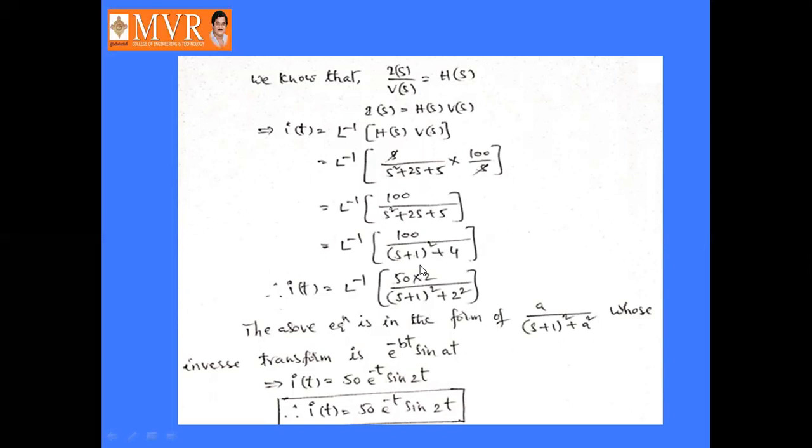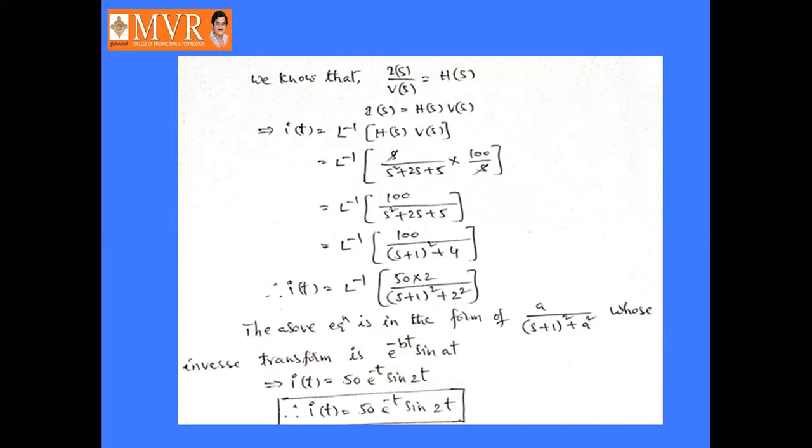We can write s square plus 2s plus 5 as s square plus 2s plus 1 plus 4, that is s plus 1 whole square plus 4. So it is in the form of some constant into a by s plus b whole square plus a square, whose inverse transform is e power minus bt into sin at.